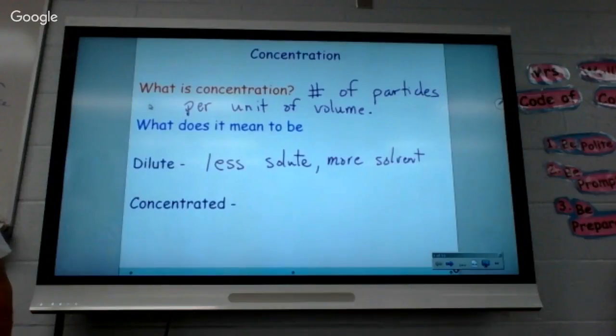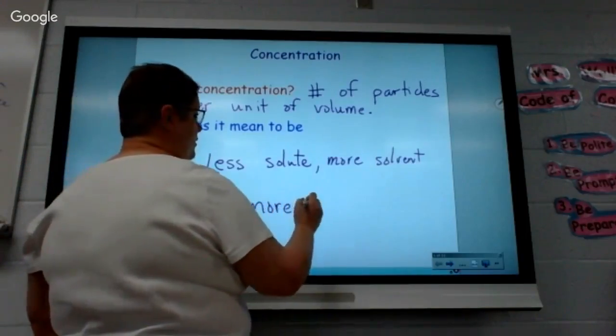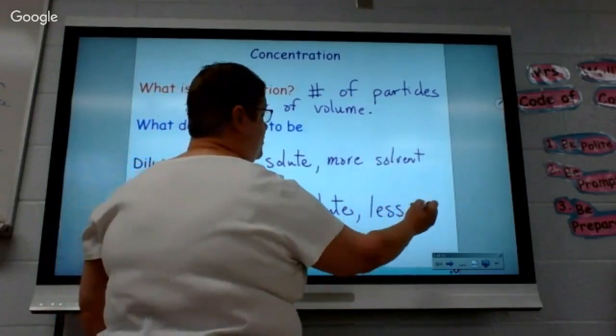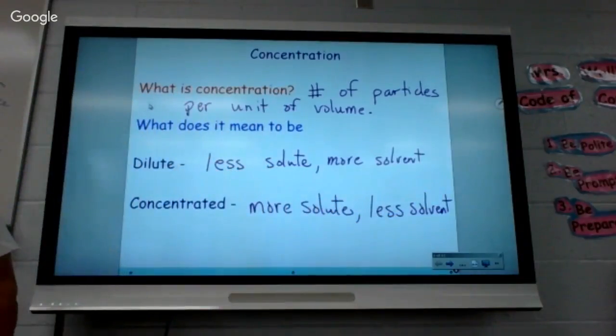Those of you who are like myself, according to my third period, who actually follow the directions on the Kool-Aid package, my Kool-Aid is too dilute. There's too much water in my Kool-Aid and not enough sugar. Now, my third period class will tell you that their Kool-Aid is more concentrated. They add more what? Okay, so they have more solute and less solvent.